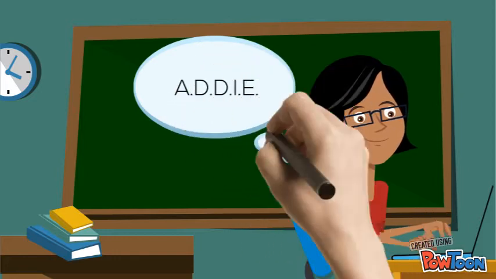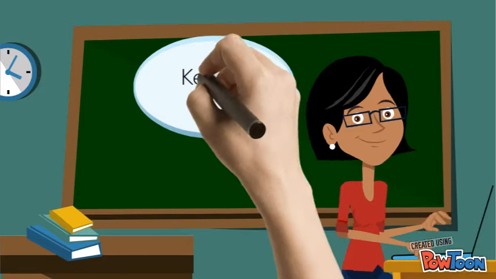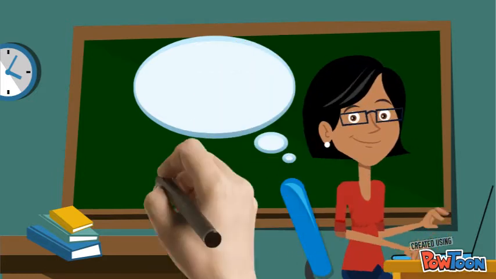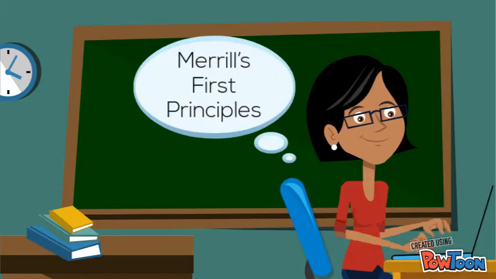We'll look at ADDIE, Bloom's taxonomy, the Dick and Carey model, Gagne's 9 steps, Kemp's instructional design model, Kirkpatrick's 4 levels of instruction, and Merrill's first principles of instruction.